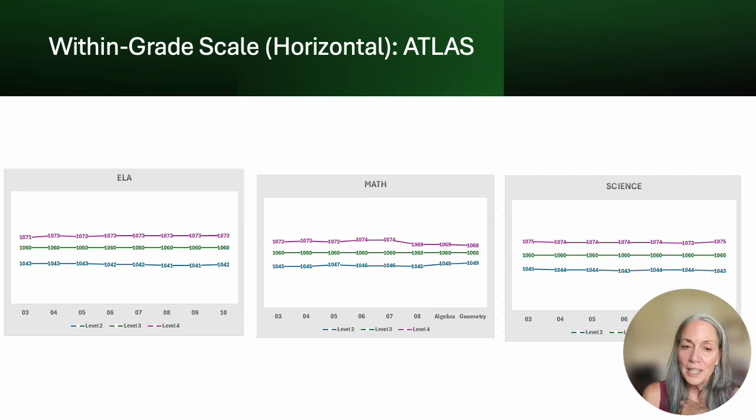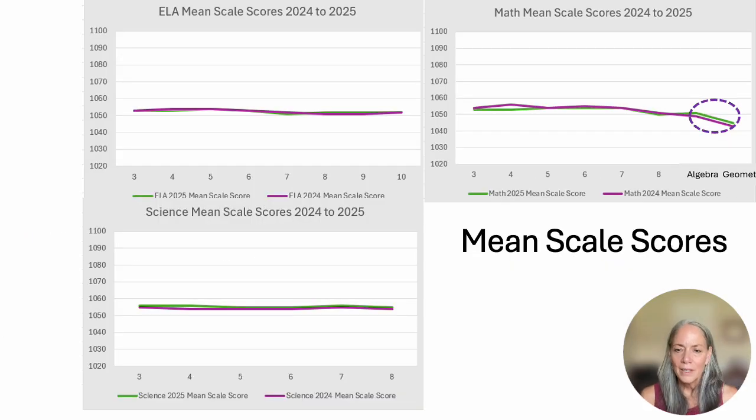Now that's going to play into whether or not a student meets expected growth relative to their scale score and their performance level, which is, I think, where some of this confusion is coming in. Well, let's look at what it looks like for students on average in the state across this within grade scale.